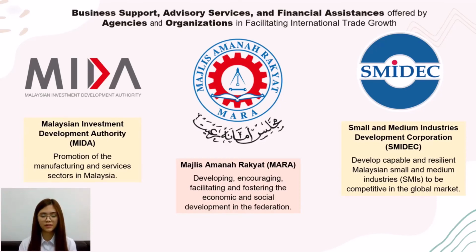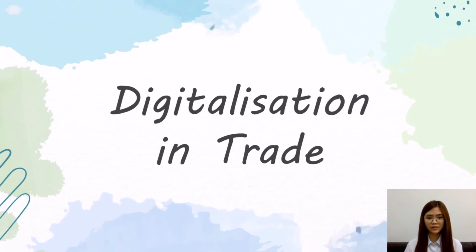MIDA is the principal agency for the promotion of the manufacturing and services sector in Malaysia. Besides, MARA is responsible for developing, encouraging, facilitating, and fostering the economic and social development in the Federation, particularly in rural areas, while SMIDEC aims to develop capable and resilient Malaysian small and medium industries to be competitive in the international market. Next, I will present about digitalization in trade.